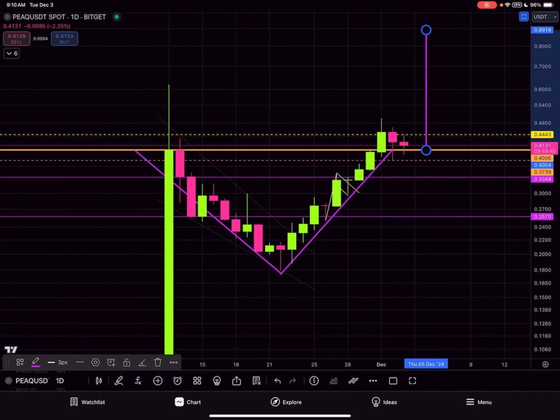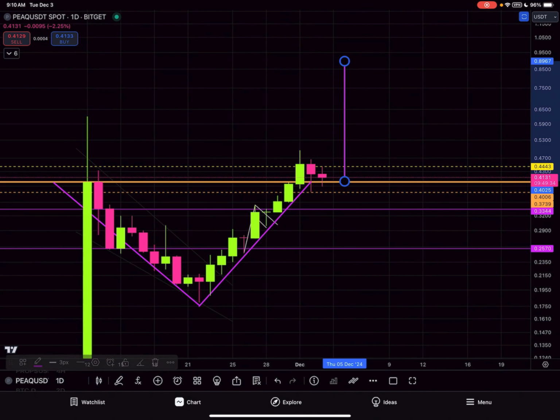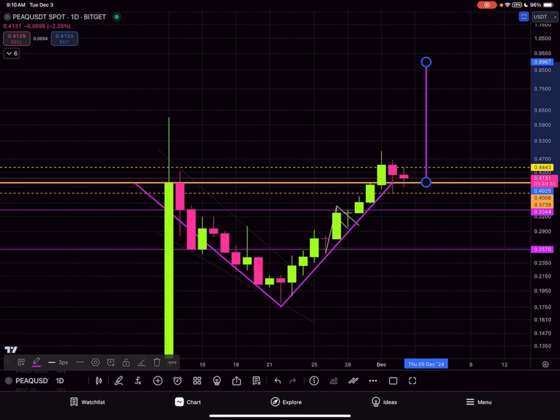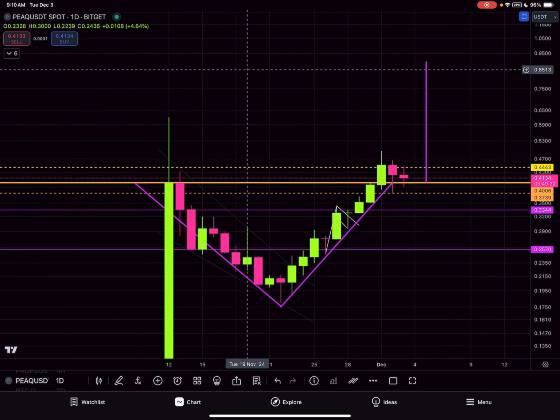In this case, once price breaks out of this neckline, the target for this move is going to be 89 cents, as you can see right here. Boom, 89 cents. This will happen very fast. Remember, it's going to be price discovery. Like I said, this is no man's land right here. Peaq never traded up here ever.